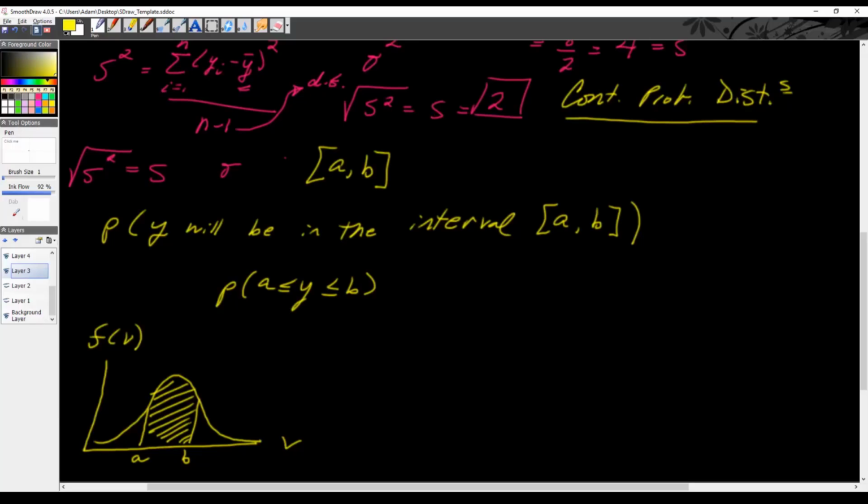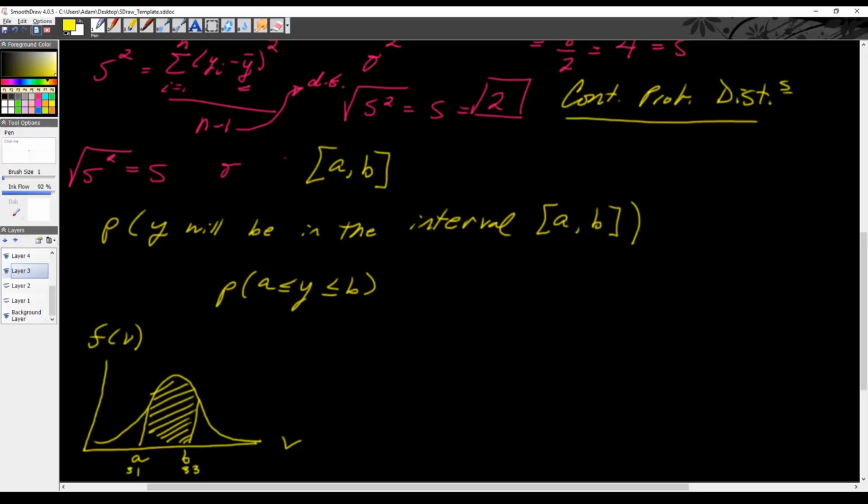So the example that's in the notes is we've got a continuous probability curve f of v, and let's say that it represents the continuous probability distribution of the mileage of a randomly selected automobile. So we've got the continuous probability distribution of y. In this case, y is the mileage of a randomly selected automobile. And suppose we wish to find the probability that y will be between 31 and 33 miles per gallon. So this might be 31 and this is 33.